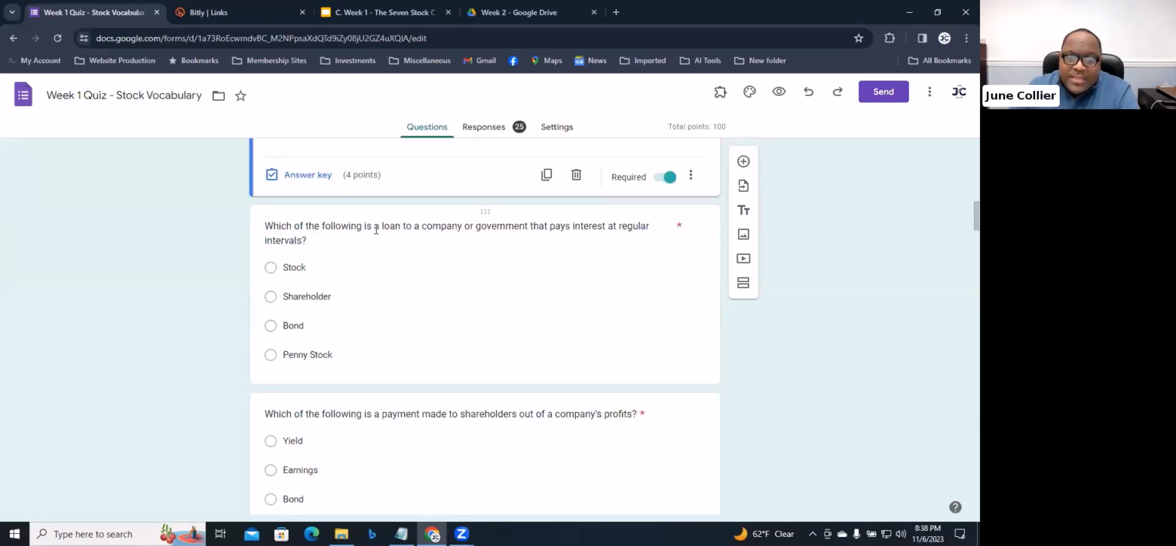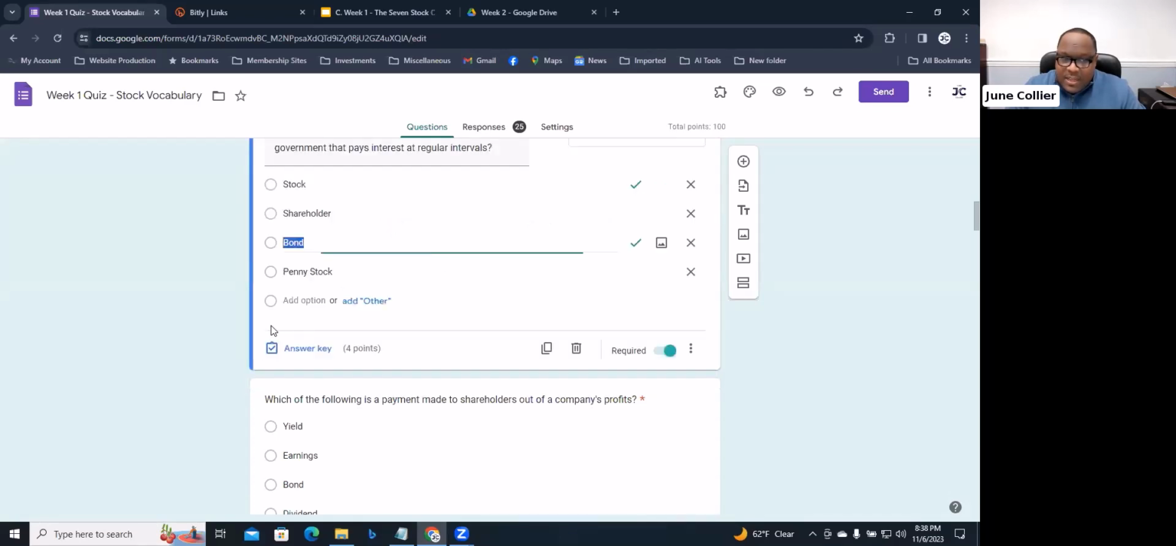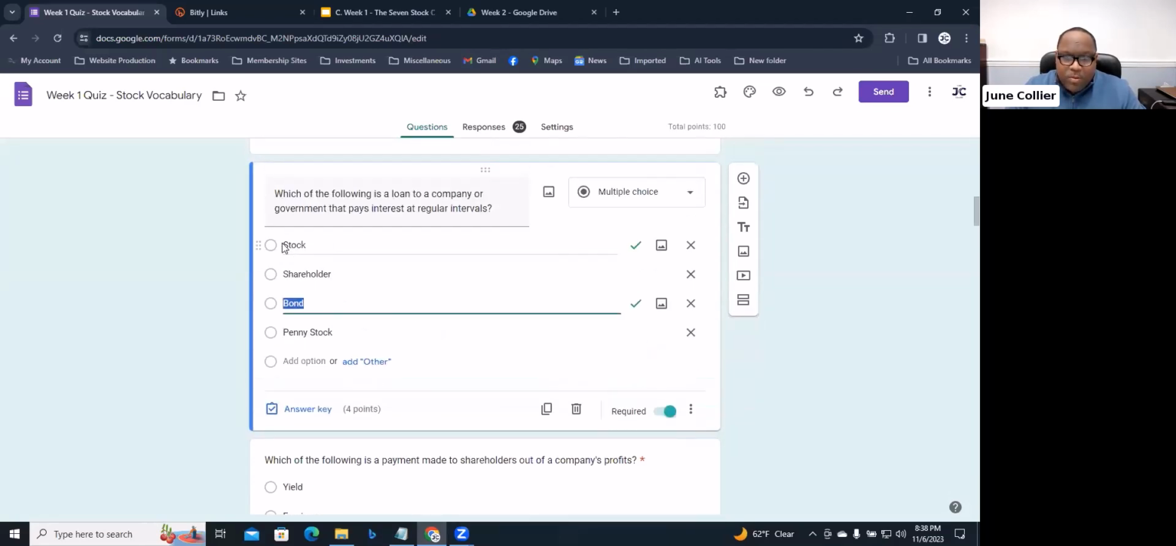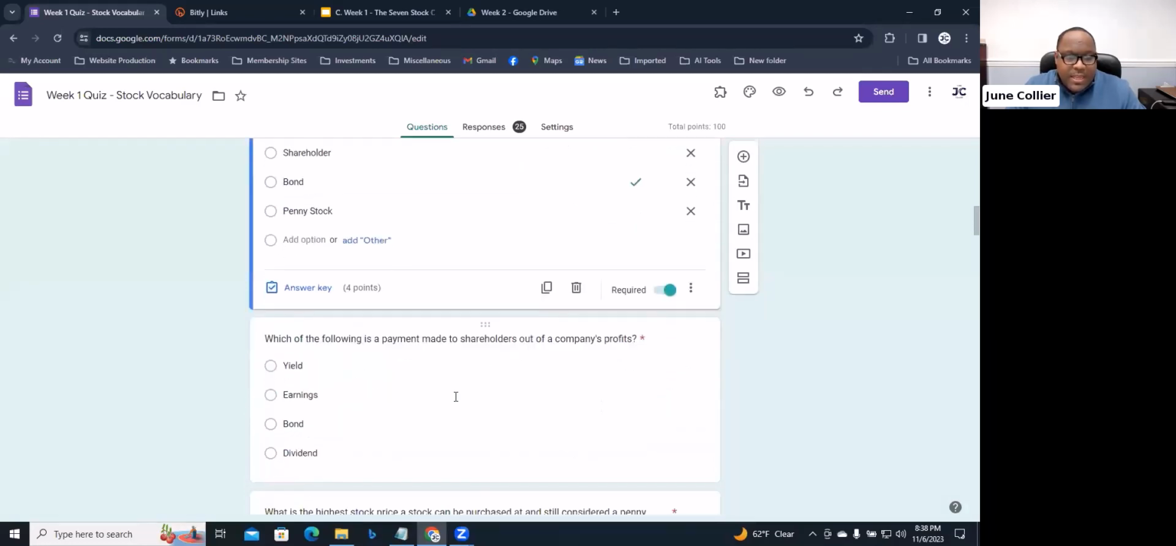Which of the following is a loan to a company or government that pays interest at regular intervals? So remember, I told you that you can either buy stocks or you can loan money to companies and to governments. So when we loan money, that's known as a bond. That is a bond when you loan money, okay? I don't know why this is checked here. I got to go back and fix that.